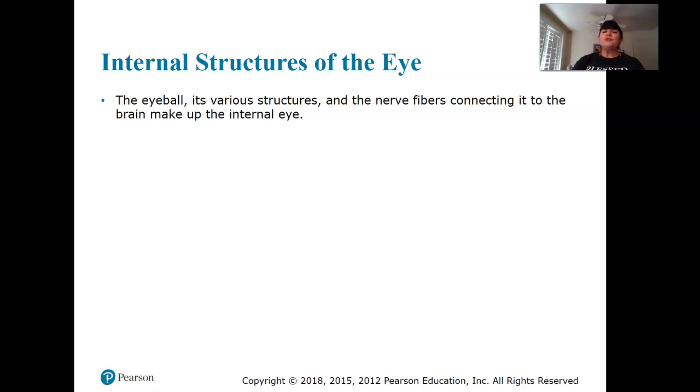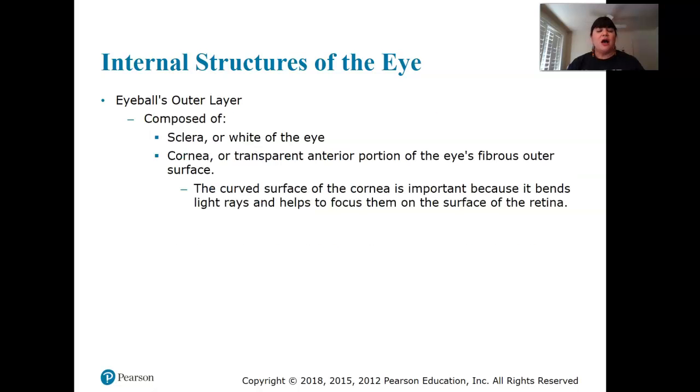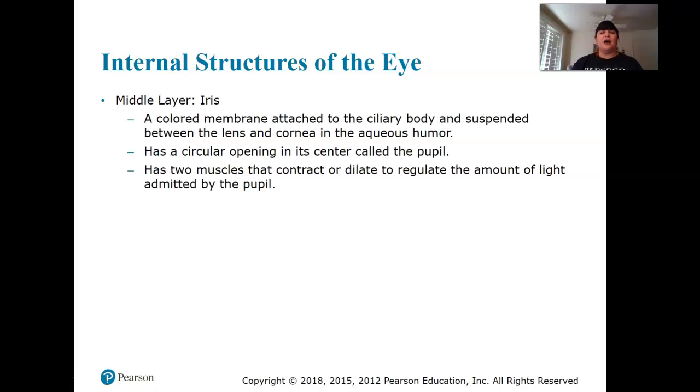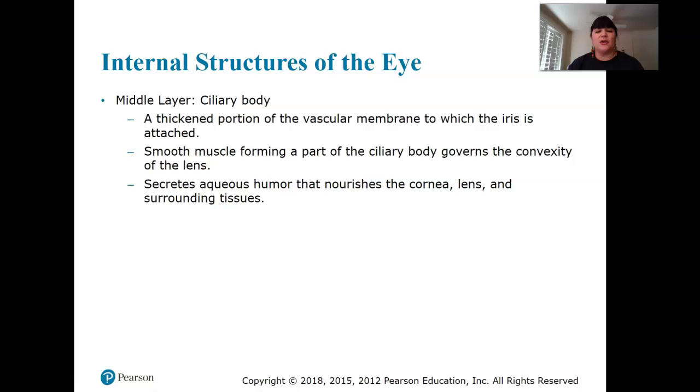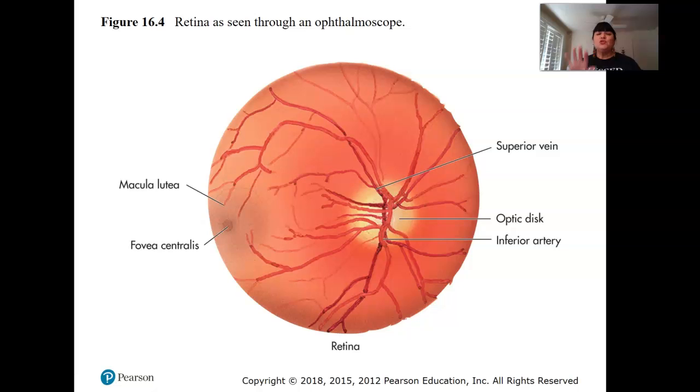It's talking about development and vision. Okay. So the internal structure of the eye, the eyeball, we've already talked about that. The lens, the sclera, the cornea, the iris, the ciliary body, the choroid, inner layer. Now to the back, to the retina. Whenever you go to the optometrist or ophthalmologist, when they have a light and they're looking in your eye, they can actually see the retina.